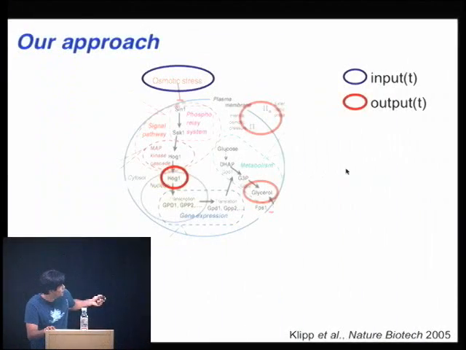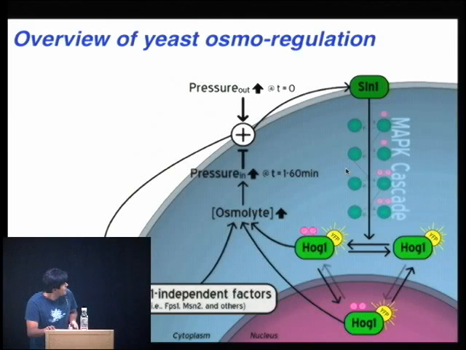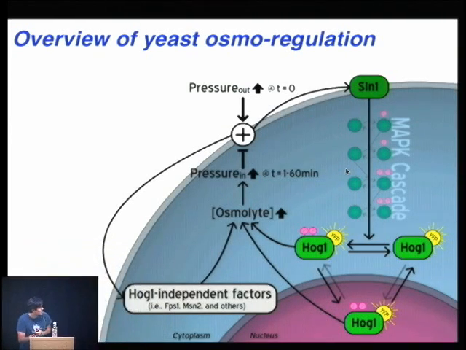We chose a few signals that we thought were meaningful outputs: the amount of glycerol, the localization of this protein HOG1, and the volume of the cell, which is a proxy for the pressure gradient across the membrane. And this is a more detailed biological diagram, well, an abstracted diagram compared to the previous one I showed you. And this is all you really need to know for this talk.